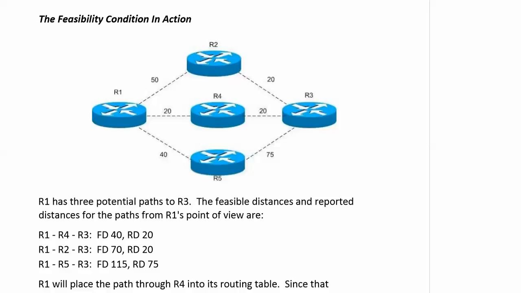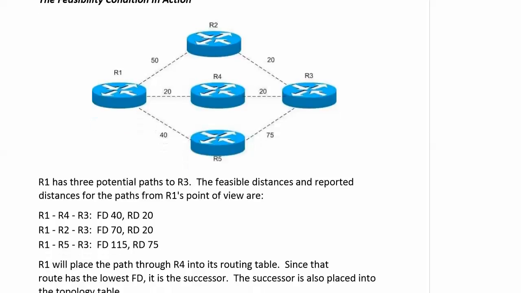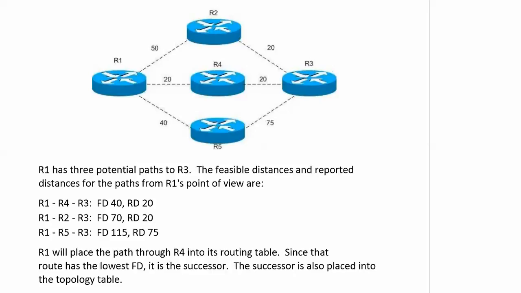Now, we would look at these and say, okay, is each route going to be a successor, a feasible successor, or neither? Well, R1 is going to put the path through R4 into its routing table because it has the lowest feasible distance. So that is our successor, and it would be put into the topology table.